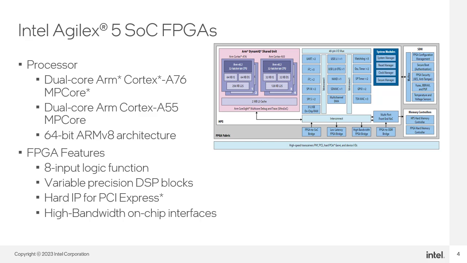First, here is an overview of the architecture for Intel Agilex 5 SoC FPGAs. The SoC has available dual-core ARM Cortex-A76 with up to 1.8 GHz and ARM Cortex-A55 with up to 1.5 GHz processors. The FPGA features include 8-input logic function and variable precision DSP blocks, with 4 processor cores, 64-bit register size, 32-bit instruction size, and support for hypervisor and coherency with fabric access to SDRAM. Cache sizes are, for A76, 64 kilobytes L1 and 256 kilobytes L2, and for A55, 32 kilobytes L1 and 128 kilobytes L2.